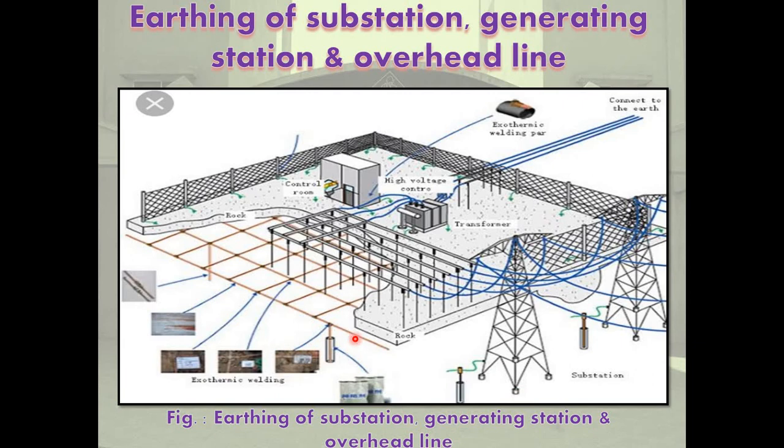Okay, so these are the earthing of a generating station, substations and overhead lines. These are the substations. These are the overhead lines. This is the exothermic welding part connected to the earth. Here this is the substation. This is the exothermic welding. This is the transformer, high voltage control. This is the control room. All are connected with the help of earthing to the earthing systems.